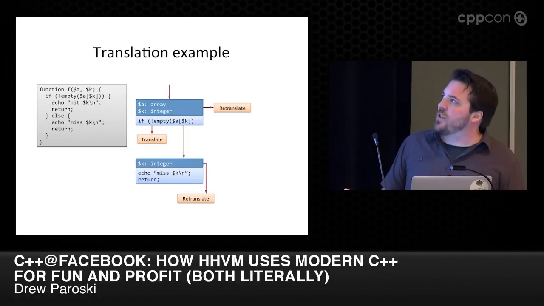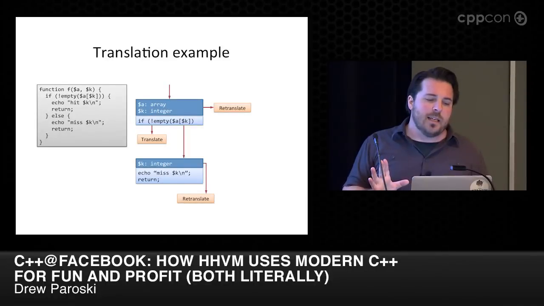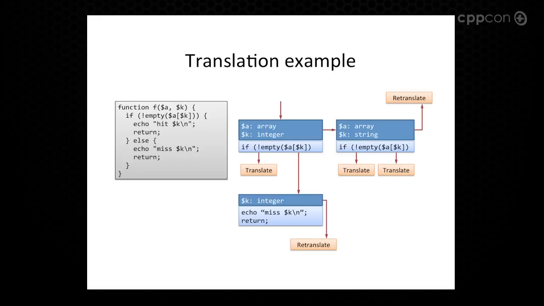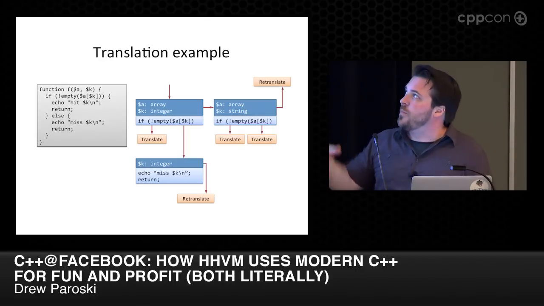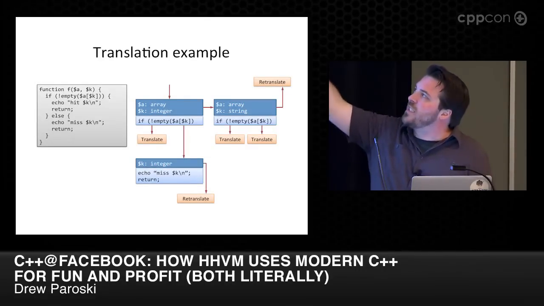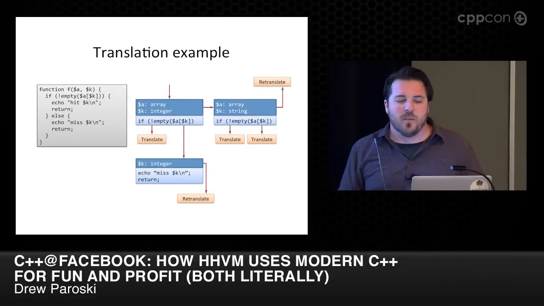So now let's say F gets called a second time, but this time, instead of K being an integer, K is a string. So what will happen is you'll enter, those type guards will fail, you'll go to the retranslate stub, and now the retranslate stub will generate a second tracelet for that same source location. So now the if condition has 2 different translations corresponding to it. The second one can deal with K being a string and A being an array. So it does the same thing, but it's type specialized for different input types.